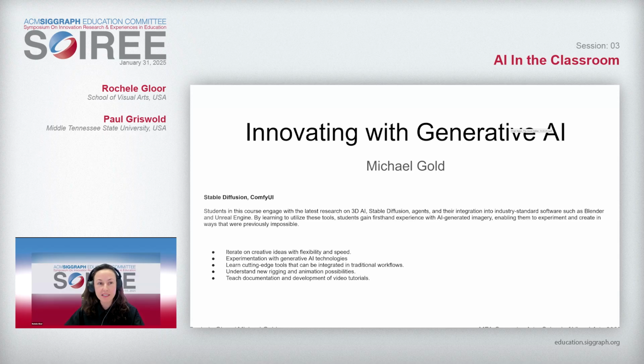Okay, and the next class is Innovating with Generative AI with Michael Gold. He's going to talk quickly about it. Just a point, this class has been remodeled to be offered to the whole graduate school at SVA. Michael, if you want to. Hey everyone, thank you for having me. So this class, Innovating with Generative AI, spun out of a computational image class that we were teaching, which originally was focused around a lot of procedural content generation.